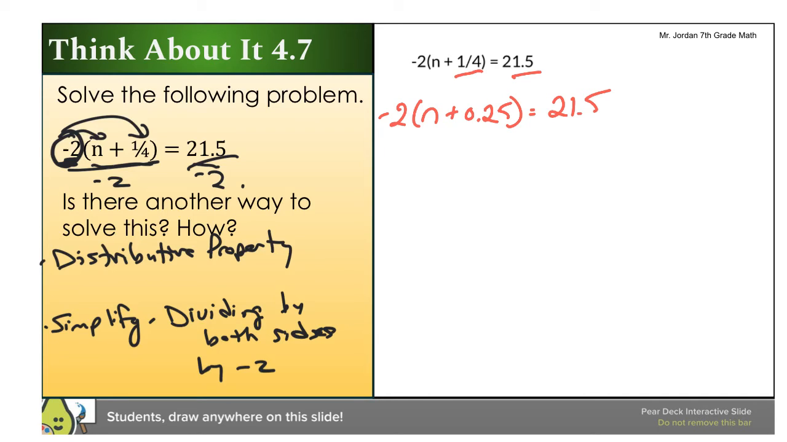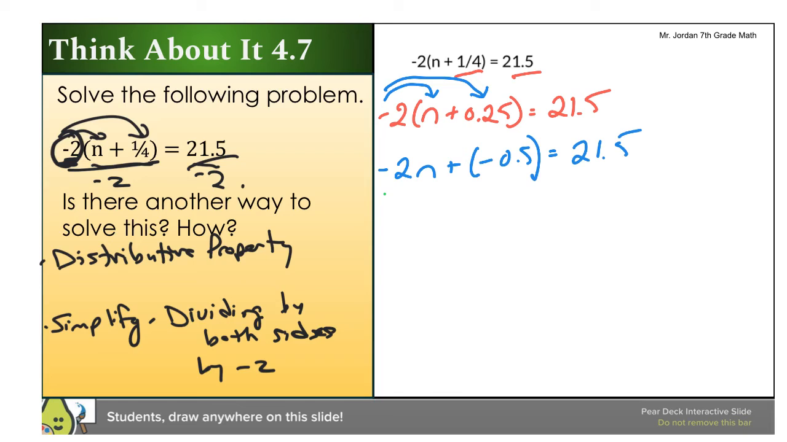Then we use the distributive property, where we're going to multiply the -2 by the n, and then the -2 by the 0.25. So this would be -2n, and then it's plus, I have a negative sign here, so negative 0.5 equals 21.5. So again, don't get mixed up with the decimals.